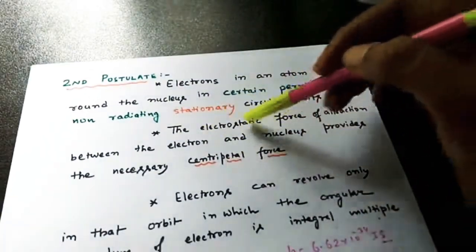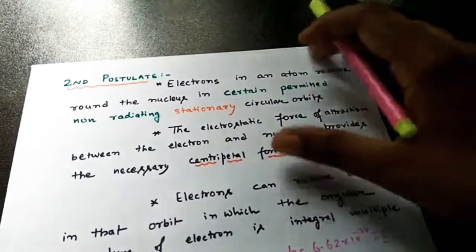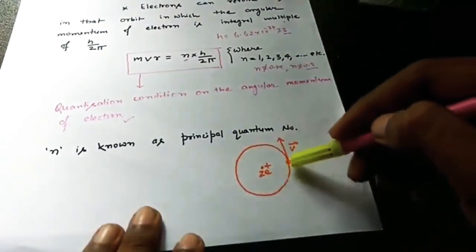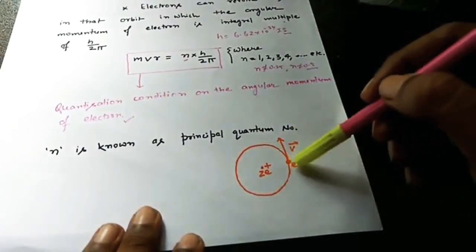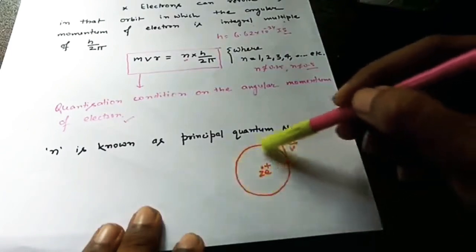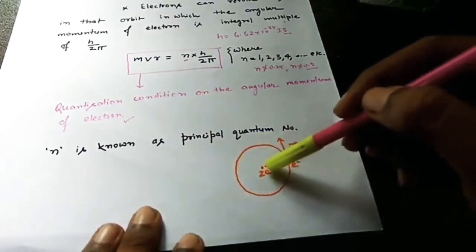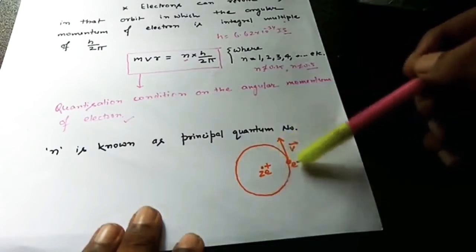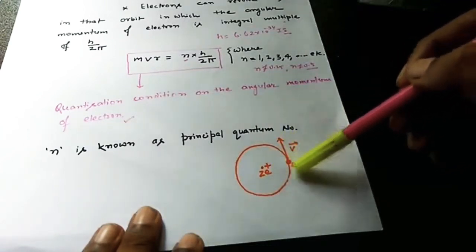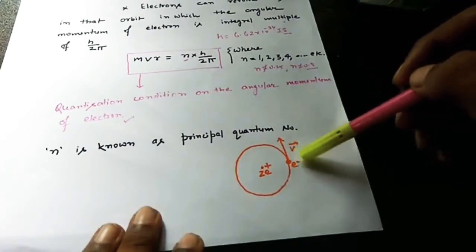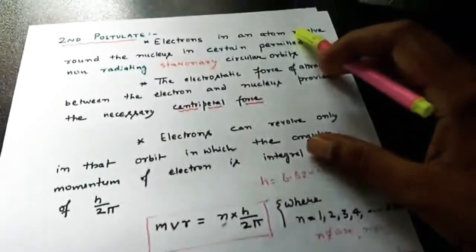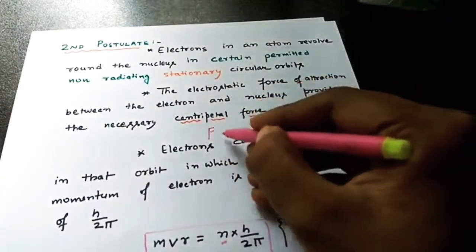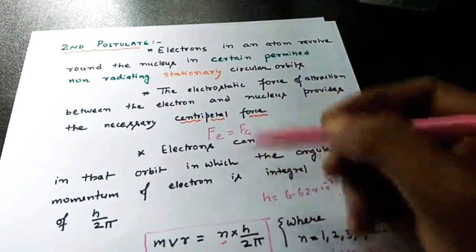If it is moving in a circular orbit, there must be a centripetal force. If it is moving in a circular path, the electron has a velocity v in the tangent direction, so it must have a centripetal force. The centripetal force here is provided by the electrostatic force of attraction between the two unlike charges. One is at the center, that is the Ze positive charge, and the other is at the orbit where the electron is at any instant, and it has a negative charge. So, if I write here, the electrostatic force is equal to the centripetal force.